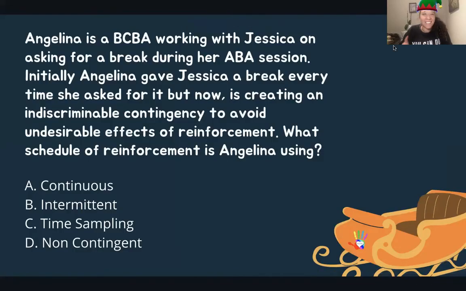All right, guys, let's look at this question. It says, Angelina is a BCBA working with Jessica on asking for a break during her ABA session. Initially, Angelina gave Jessica a break every time she asked for it, but now is creating an indiscriminable contingency to avoid undesirable effects of reinforcement. What scheduled reinforcement is Angelina using? A, continuous, B, intermittent, C, time sampling, or D, non-contingent? Well, by now you should know, so drop your answer in the comments below.